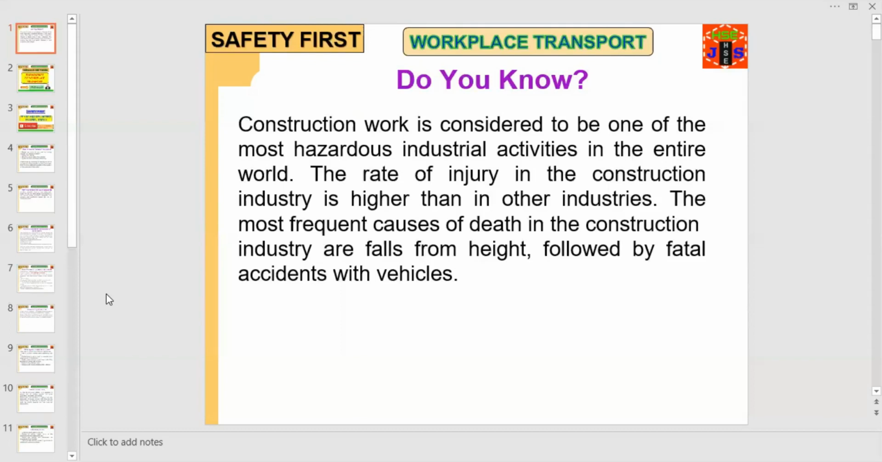Dear friends and fellows, do you know the construction work is considered to be one of the most hazardous industrial activities in the entire world? The rate of injury in the construction industry is higher than any other industry. The most frequent causes of death in the construction industry are falls from height, followed by fatal accidents with vehicles.